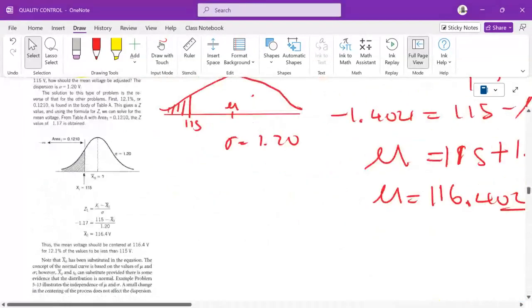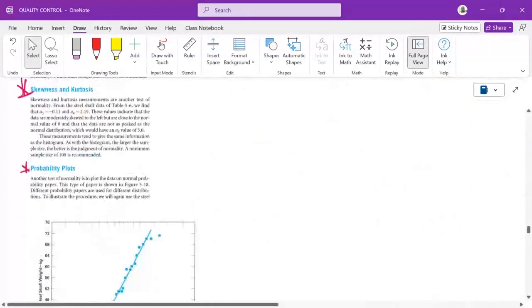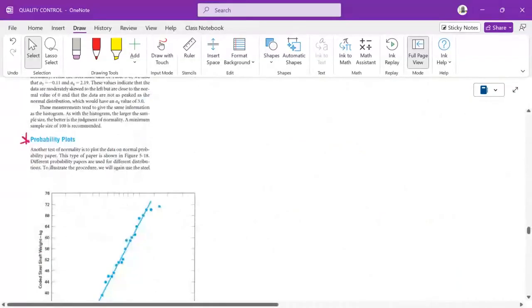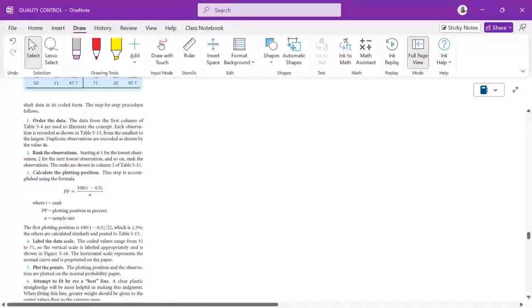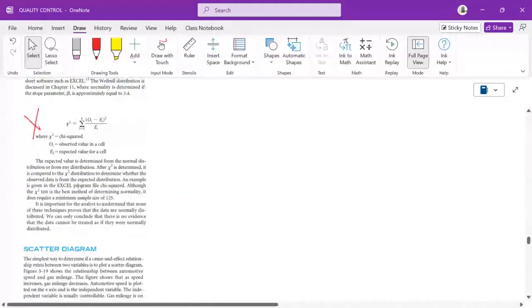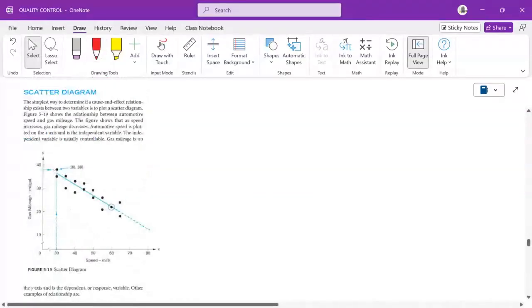Right. And then moving right along to scatter diagram. This is out. This is out. A chi square. Nah, I don't have time for that. Now we are looking at the scatter now.